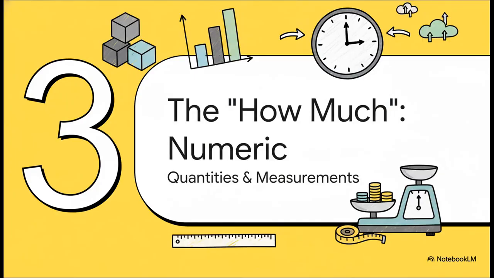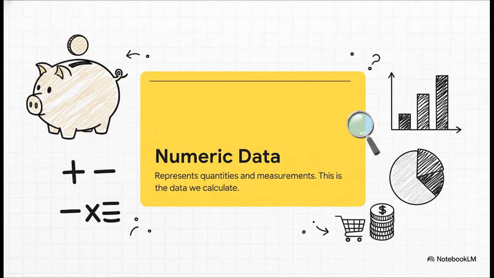All right, let's move on to our second building block. This one answers a totally different question. How much or how many? Now we're in the world of numeric data. This is all about quantities and measurements. And as you can see, this is the stuff you can actually do math on. It could be a whole number, like say the number of items you sold, maybe 25. Or it could be a decimal, like the price of one of those items, $19.99. Bottom line, if you can add it, subtract it, or find an average, it's numeric data.